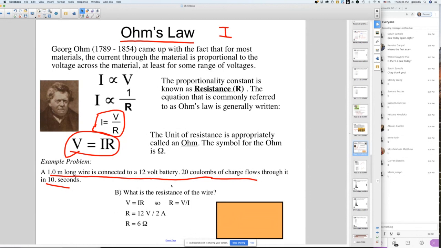By the way, the current is not given directly, but it tells you 20 coulombs of charge flows through in 0.1 second. So the current, don't forget, we discussed this first formula. The definition of current is the rate of flow of charge, the charge flowing through divided by the time. So in this case, that would be 20 coulombs in 10 seconds. It gives you 2 coulombs per second, or 2 amps. That's why you have 2 amps over here.